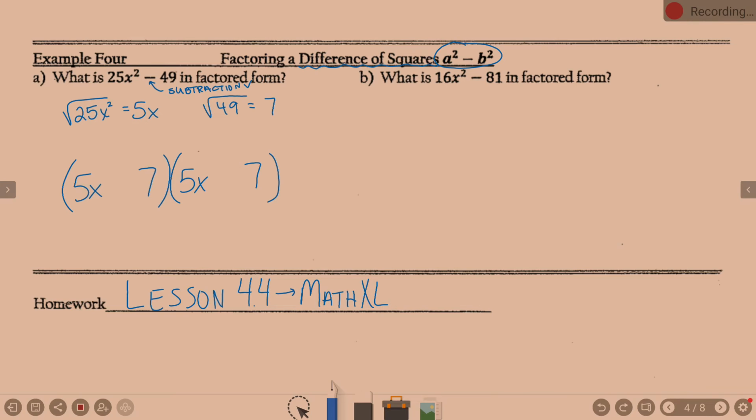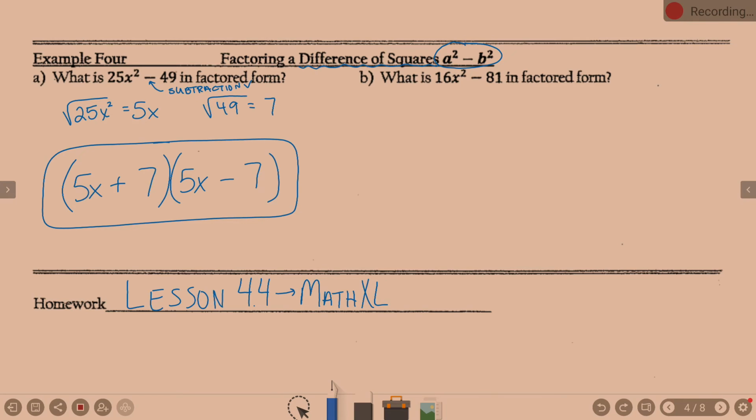One remaining question. We have to figure out signs. And here's what I'm going to ask. How do you multiply to get a minus 49? One positive, one negative. So one of my parentheses is 5x plus 7. The other parenthesis is 5x minus 7. So they're not identical parentheses. We can't write them as parentheses squared like we did yesterday. And we're done right there.